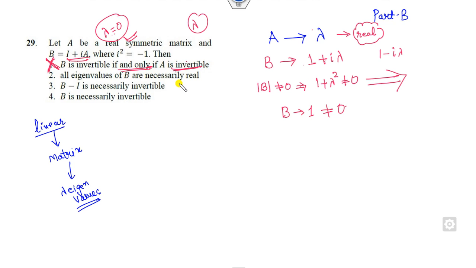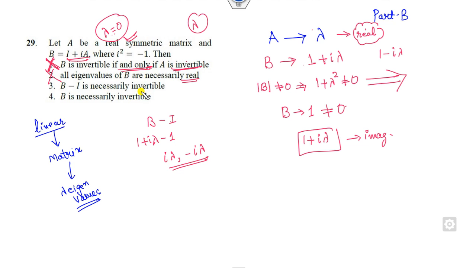All the eigenvalues are necessarily real. That is the fourth statement, because the eigenvalues of B are 1 plus iota lambda. Since lambda is real, 1 plus iota lambda always has an imaginary part. So this option is also cancelled out. B minus I: what is the eigenvalue of B minus I? The eigenvalue of B is 1 plus iota lambda, the eigenvalue of I is 1, so the eigenvalue of this is iota lambda. So is it necessarily invertible?